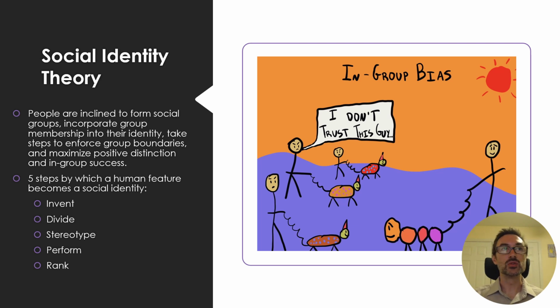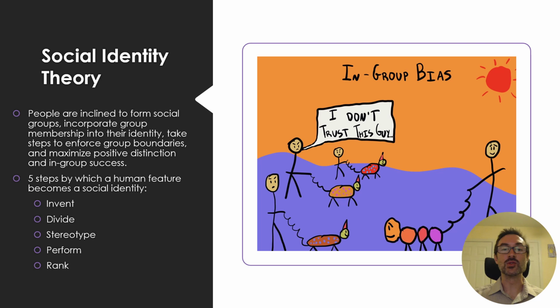Since we are social and cultural creatures, we have a tendency to form groups based on identity. This phenomenon is called social identity theory. Not only do we tend to form groups based upon identity, but we tend to incorporate group membership into our identity, take steps to enforce group boundaries, maximize positive distinctions that make our group look better than other groups, and we try to maximize the success of people in our groups.